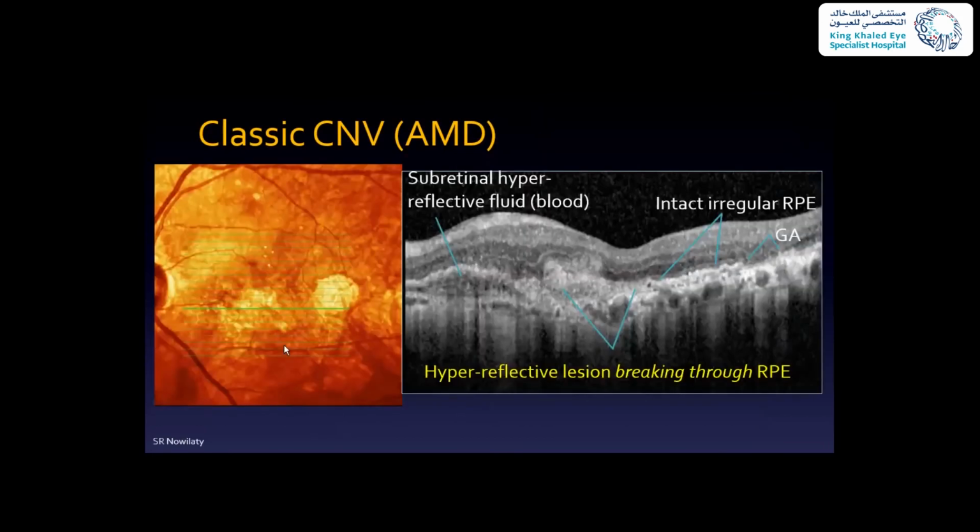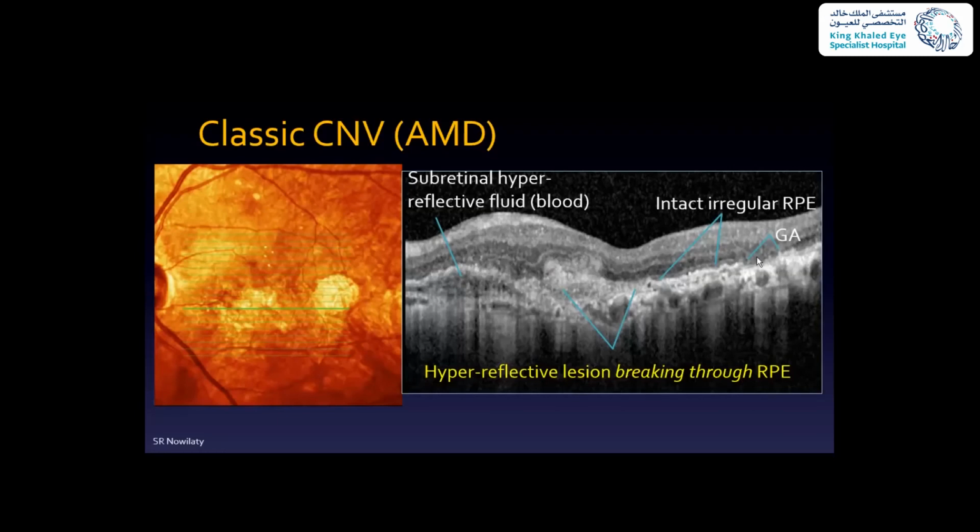Here again is one of my patients who has a combination actually, but he has an element of a classic CNV. Look at this area. So basically you have a hyperreflective lesion that's breaking through the RPE and under the retina. And here you have an intact but irregular RPE that is slightly elevated from the rest of Bruch's membrane. So you've got a double layer sign.